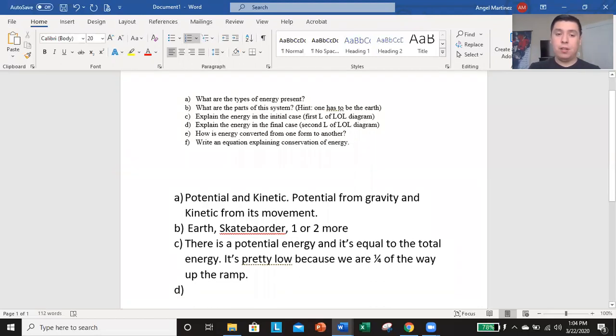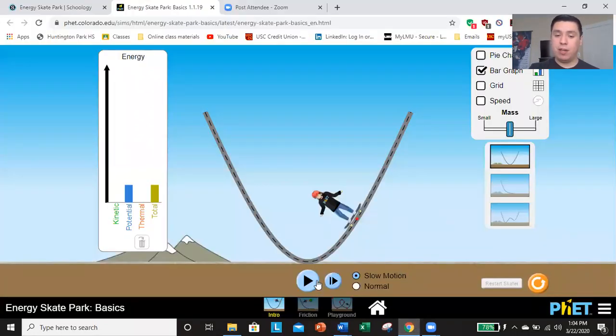Okay. D, explain the energy in the final case. For that, we're going to want to press play and let's try to stop it at the middle here. That should be good. Oops, that came out a little wrong. Stop it right there. Okay. So you can see that right here, the kinetic energy is now equal to the total energy.